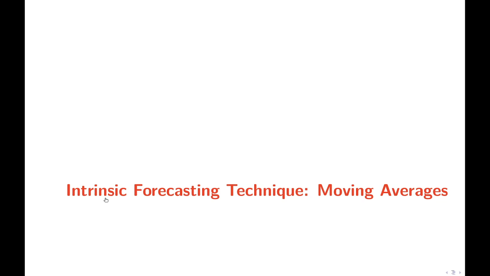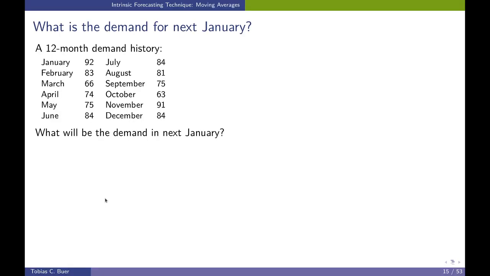Let's start with our first forecasting technique, moving averages. This is an intrinsic forecasting technique based on historical data. So we have the sales data or the demand data for the last 12 months from January to December. And now we want to know what will be the demand for the next January.